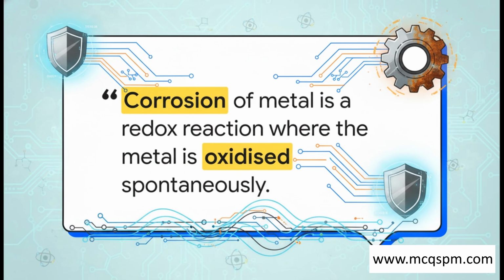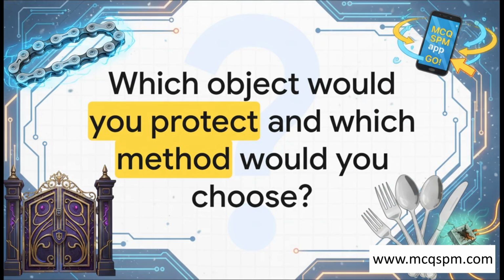So let's just wrap up the main idea here. The one thing you should really take away from all this: don't think of rusting as just some random decay. See it for what it is: a predictable flow of electrons, a transfer of energy. And once you understand that flow, you can learn how to redirect it and ultimately how to control it. Just look around you. Your bicycle chain, the front gate of your house, even the stainless steel forks in your kitchen. This chemistry is literally everywhere.